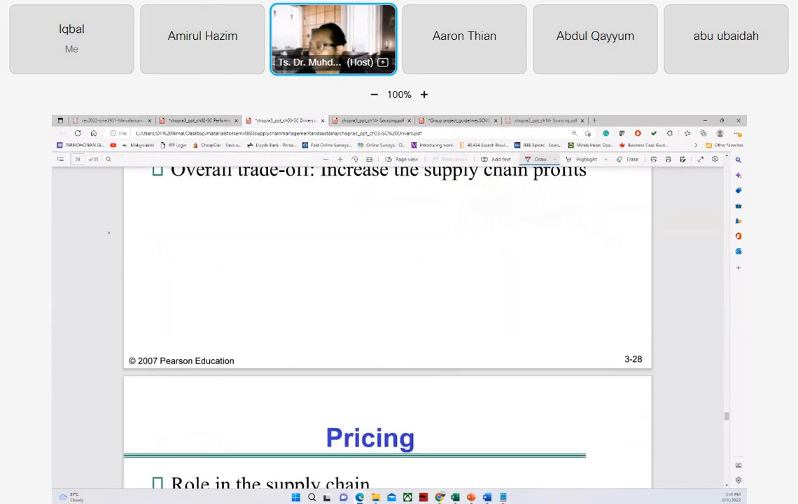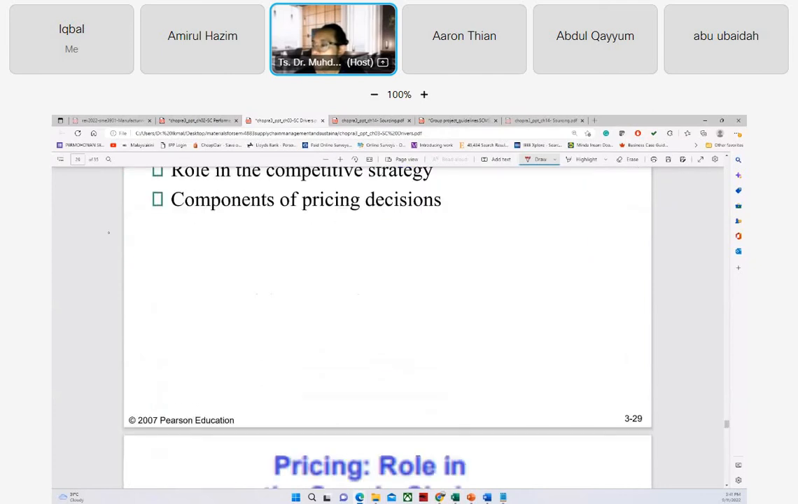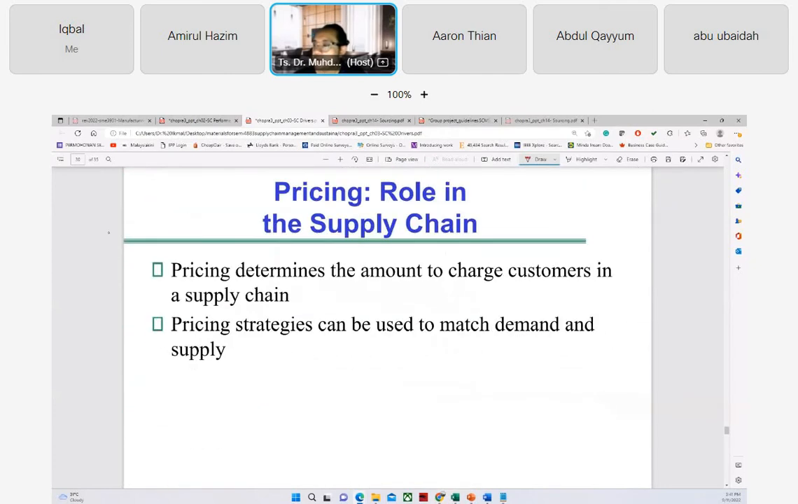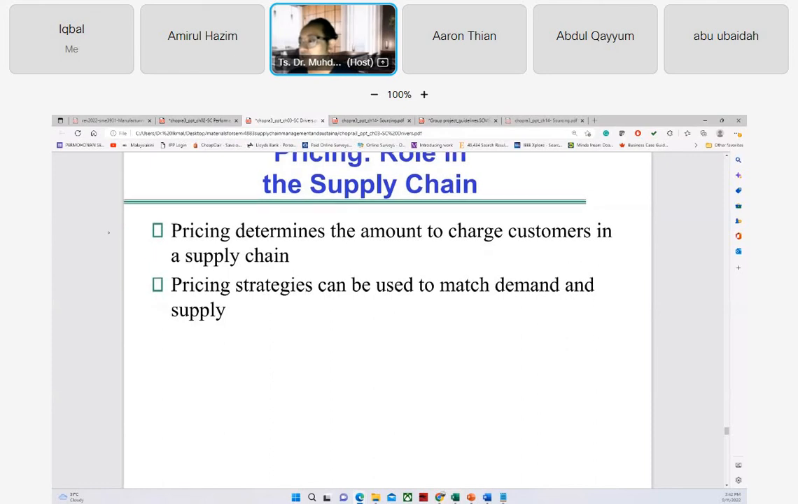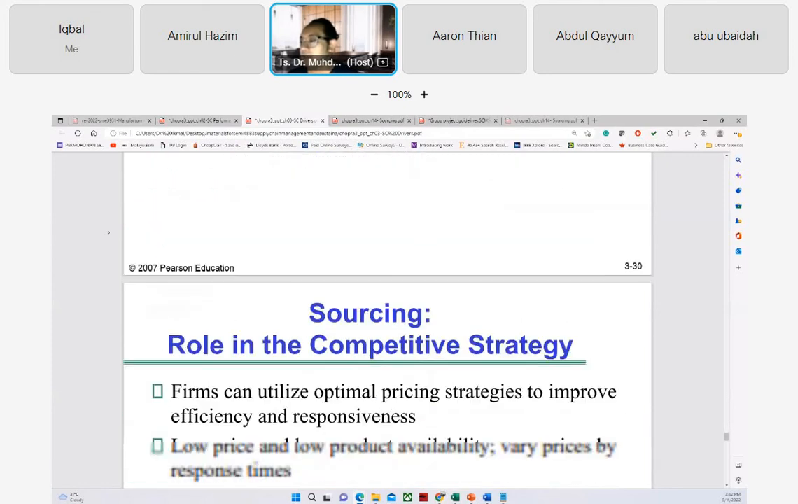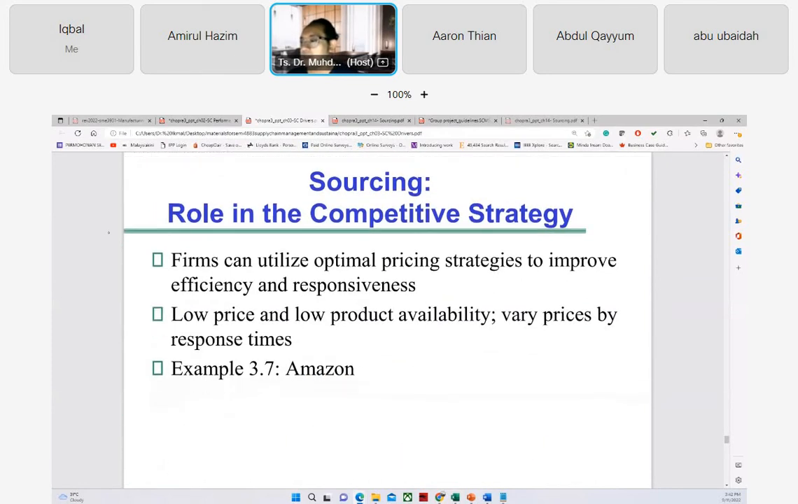And then the next one is pricing. Okay, so pricing, the role in supply chain, determine the amount to charge customers in the supply chain. So that's the difference between DHL and also Pos Laju. Okay, I have to pay 600 and then I use that, pay 200 and receive the same biscuit but in different shape. Okay, so pricing strategies can be used to match demand and also supply.